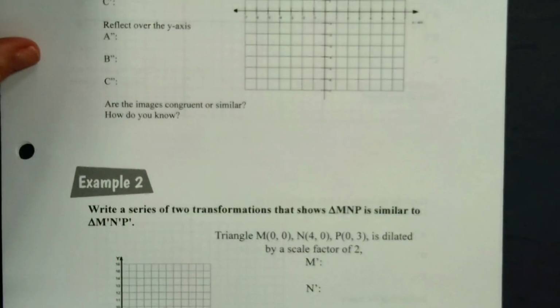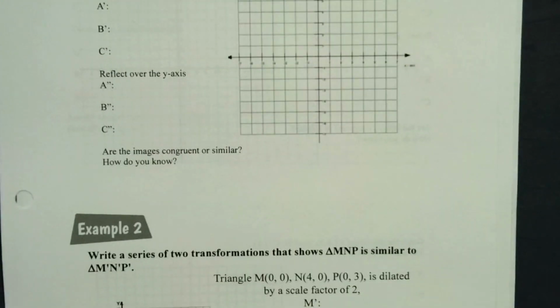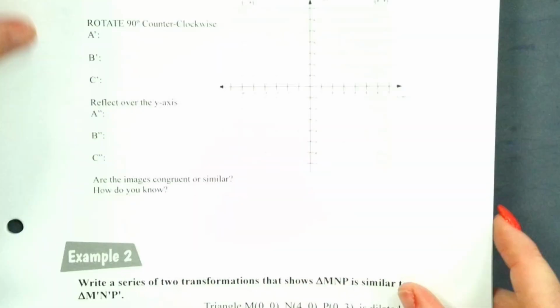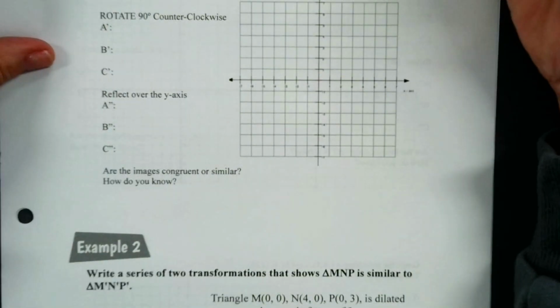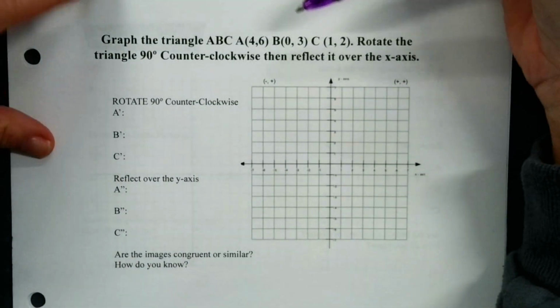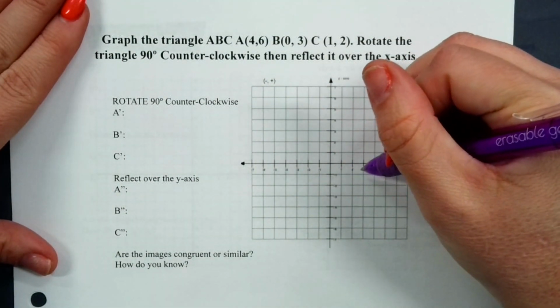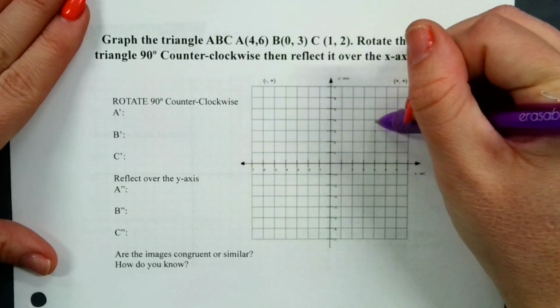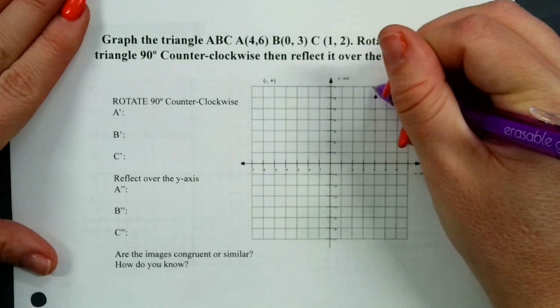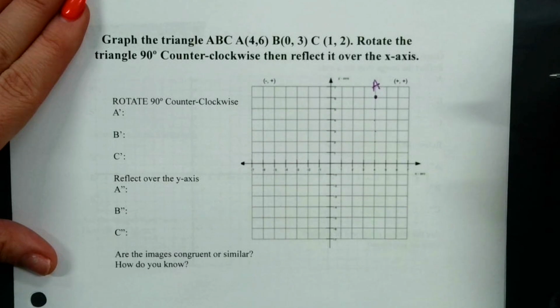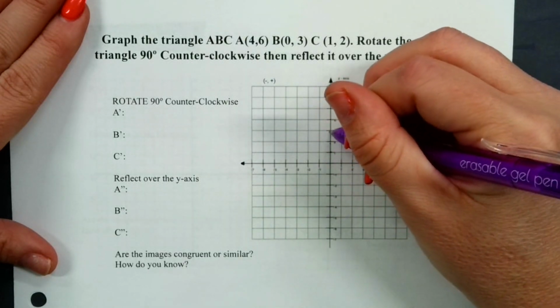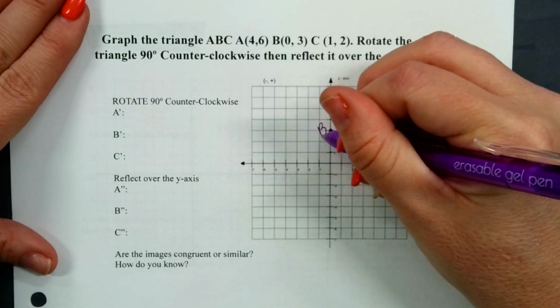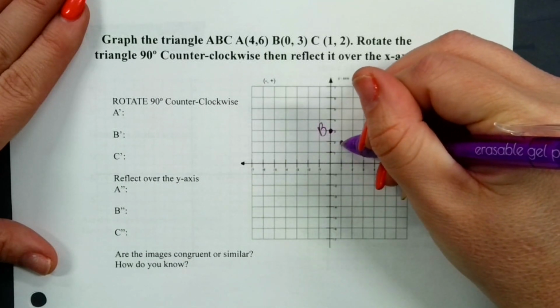All right, I'm going to do one more with you because this one, we're going to do rotations. I think I got 2 more with you, actually. Yes. Okay, here we go. First, we got to graph triangle ABC. So over 4, up 6. Over 0, up 3. Over 1, up 2.